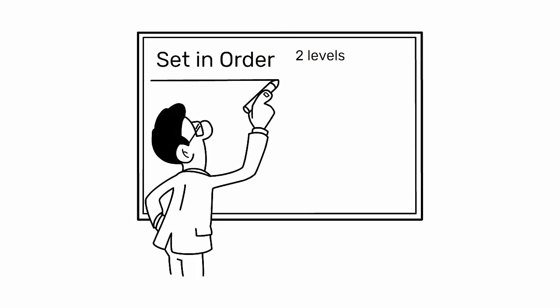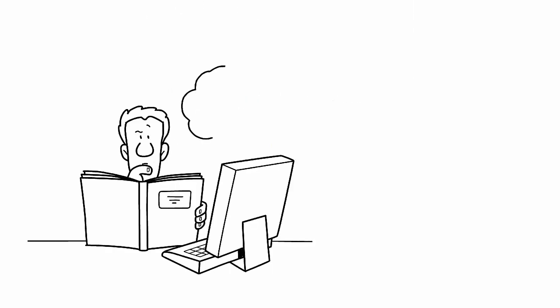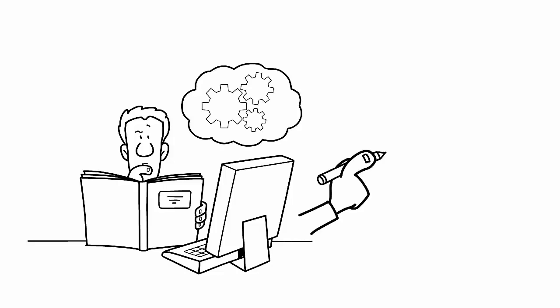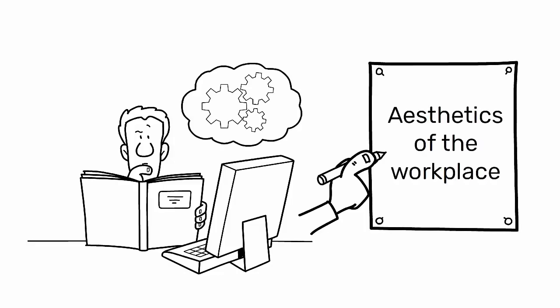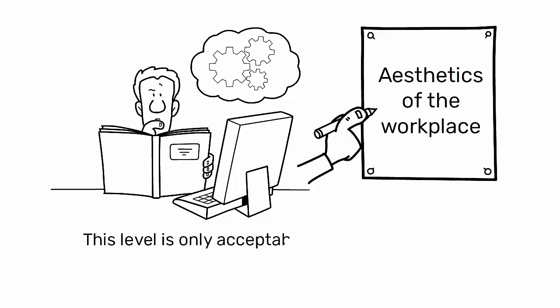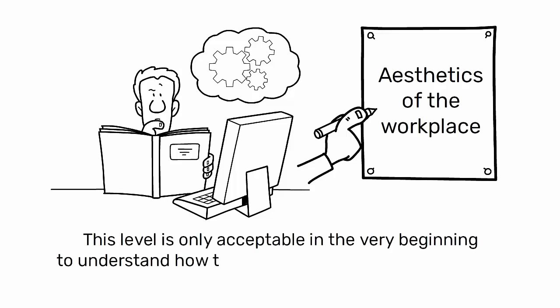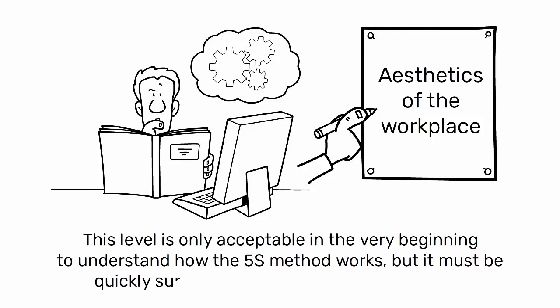When explaining the set in order phase, I always tell young people that there are two levels of implementation, basic and advanced. The basic level does not involve a detailed study of the process and focuses mainly on the aesthetics of the workplace. This level is only acceptable in the very beginning to understand how the 5S method works, but it must be quickly surpassed towards the advanced level.